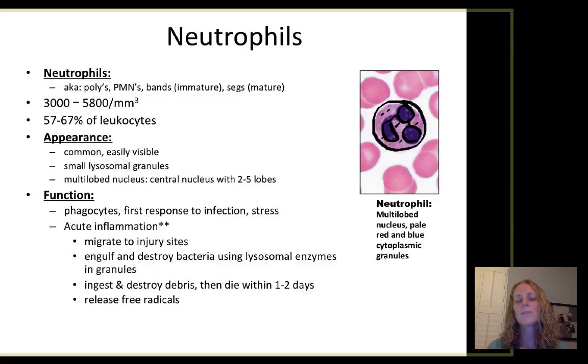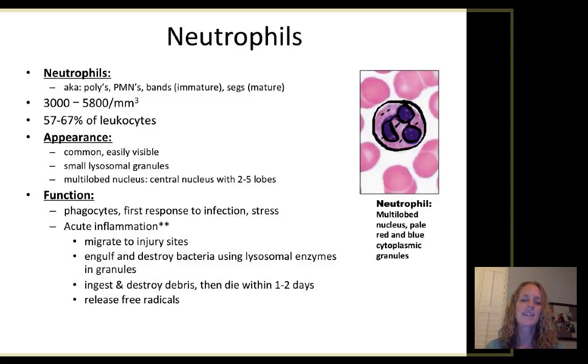Generally, you have about 2 to 5 lobes per neutrophil nucleus. Because of this, we call them polymorphonuclear. Polys, PMNs. Immature neutrophils are called bands. Mature neutrophils are called segs. Lots of different names for neutrophils, all the same.